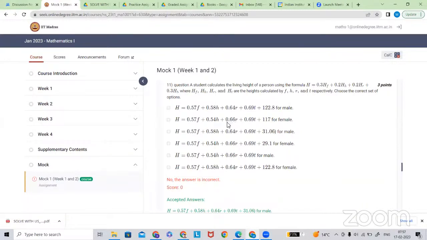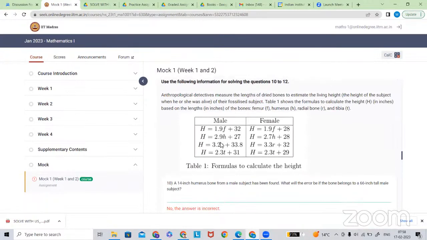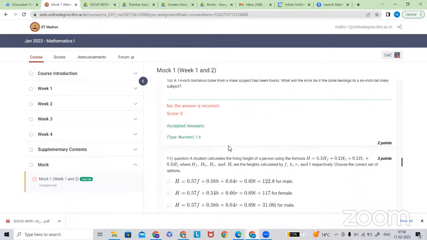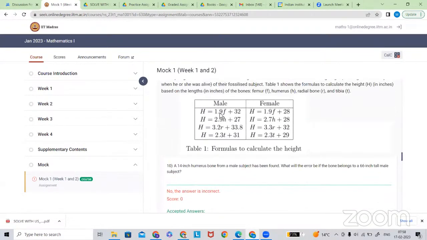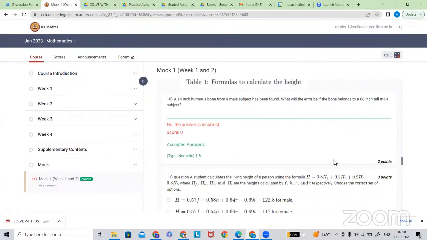So the thing is, I got the equation, but how do I calculate the constants? That is not mentioned. If you substitute 0.3 h suffix f here, using this one, if it is given for female or male, you have to calculate the living height for both. If you substitute here 1 for male, these are the constants, right? Just substitute according to this equation.